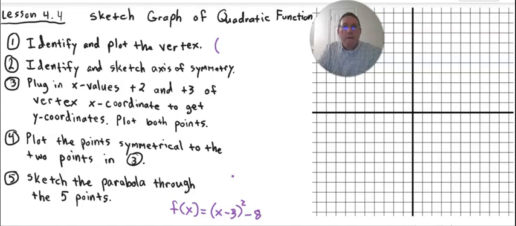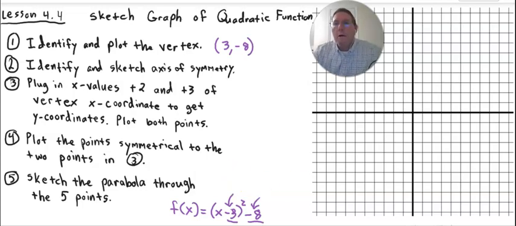So the vertex is given by this number and this number, but remember, for the x, we have to reverse the sign. So this says minus 3 here, so we know that it's going to be positive 3. And then the y value is not reversed. So we see a minus 8 here, and so the y coordinate really is negative 8. And so the vertex is at the point (3, -8).